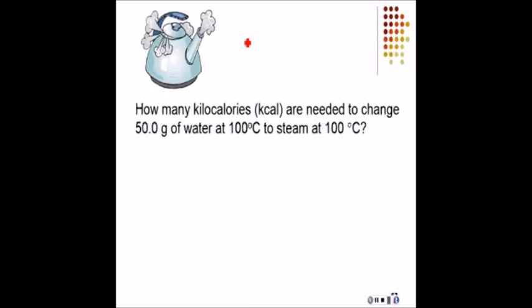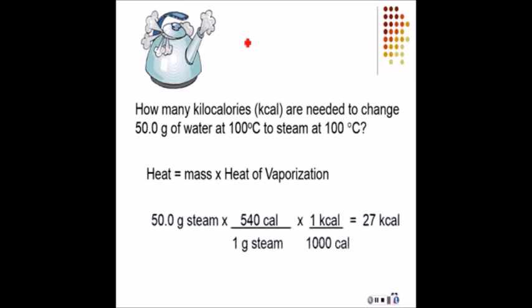Okay. So let's do a problem where we use that. How many kilocalories are needed to change 50 grams of water at 100 degrees to steam at 100? So we're going to say heat equals the mass times the heat of vaporization. Now, because I want kilocalories, I have to throw in this other conversion factor down here. So 50 grams of steam. This is the heat of vaporization here, 540 calories per gram. And if it was another substance instead of water, it'd be a different number. And then this is our conversion for calories and kilocalories. We'll get an answer of 27.